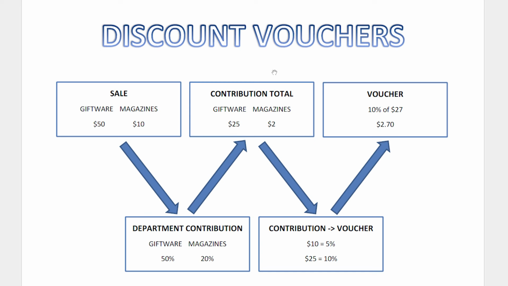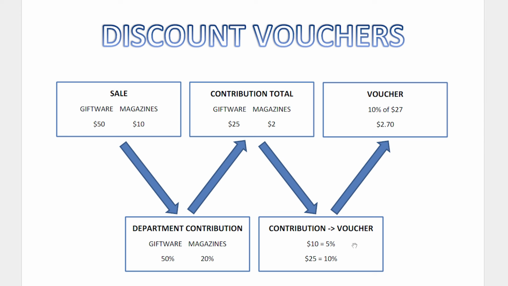So based on that, the contribution total, or the pool or the bucket, if you want to call it that, will be 50% of $50, which is $25, and 20% of $10, which is $2. So basically our contribution is a total of $27. Our bucket, our pool is $27 worth.